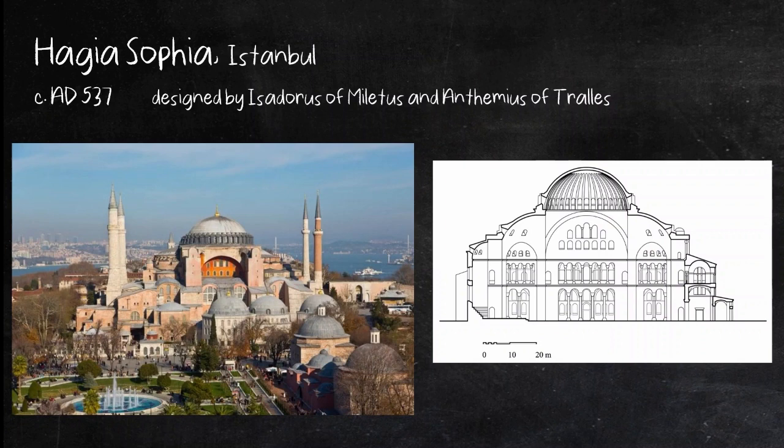The current structure was commissioned by the Byzantine Emperor Justinian to serve as the central cathedral of the Orthodox Church. In terms of design, it's essentially a series of cascading domes and half domes that radiate out from this large central dome. It's kind of like a waterfall, or as water cascades down rocks.